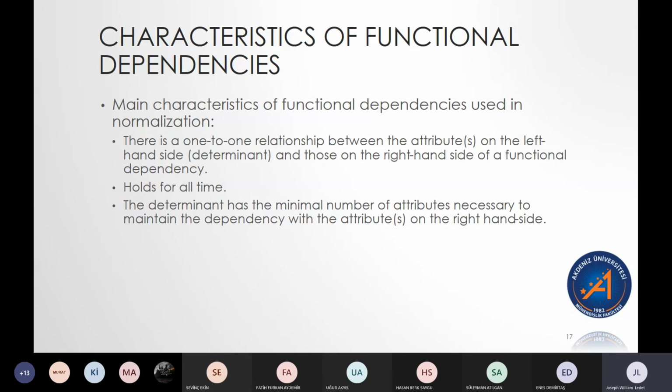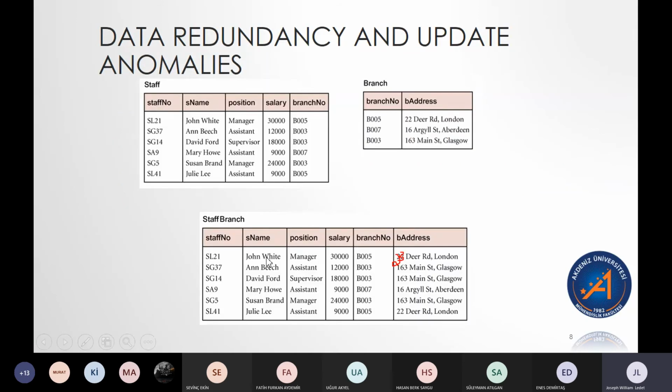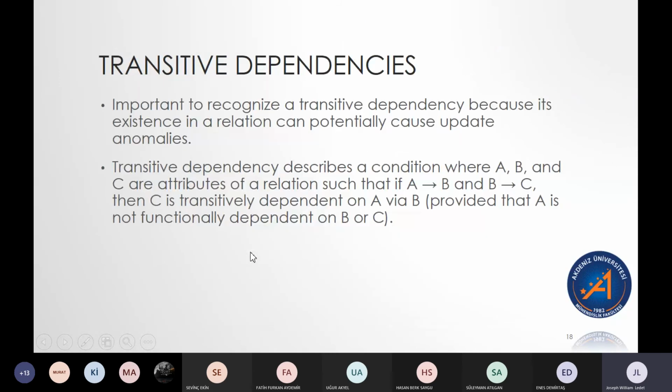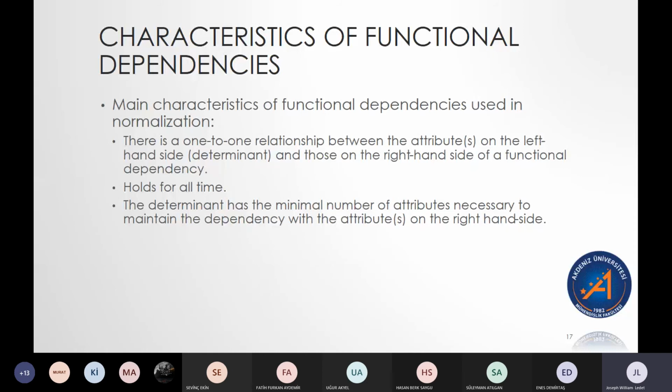The example we looked at here, that staff name determines staff number. Well, right now that's true, but it might not be true for all time. So we want to make sure that when we're talking about functional dependencies, we identify those that hold for all time, not just currently, based on sample data.